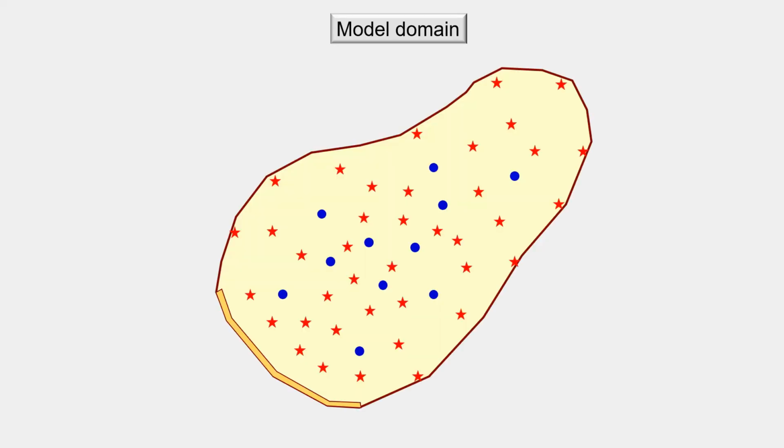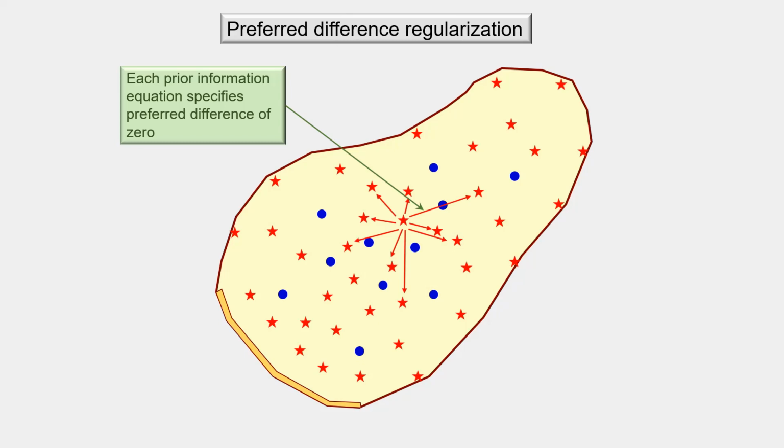One of these is preferred difference regularization. So here's my model domain once again, and there are my pilot points. This is just one layer of the model domain. Now, for this particular layer, I formulate preferred difference regularization by adding a number of prior information equations for each pilot point, specifying that the value ascribed to the pilot point minus the value ascribed to the neighboring pilot point is zero. So what I'm effectively saying here is preferred homogeneity. Each pilot point is linked to each one of its neighbors by a prior information equation expressing the fact that the preferred value for the difference between the values associated with the pilot points is zero.